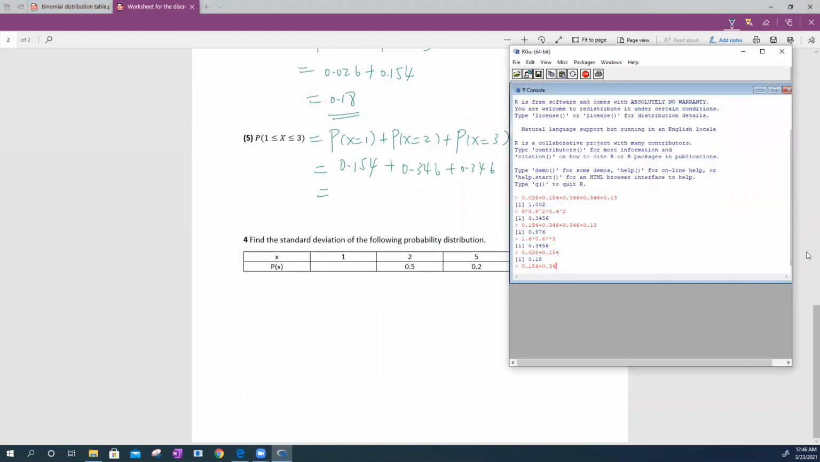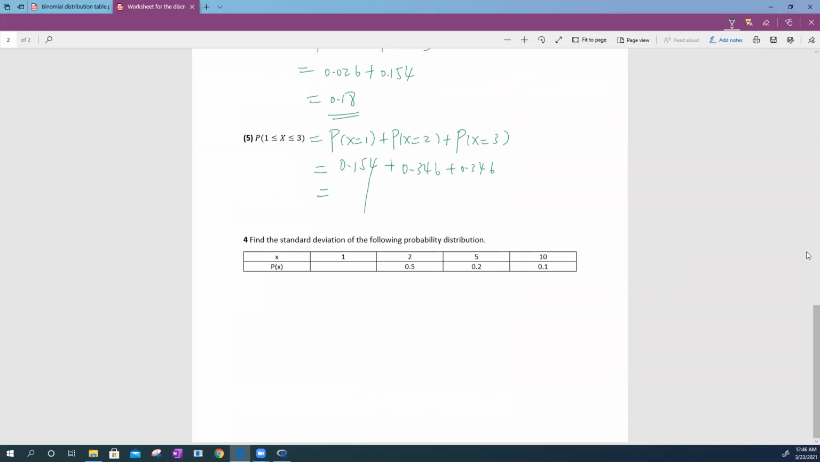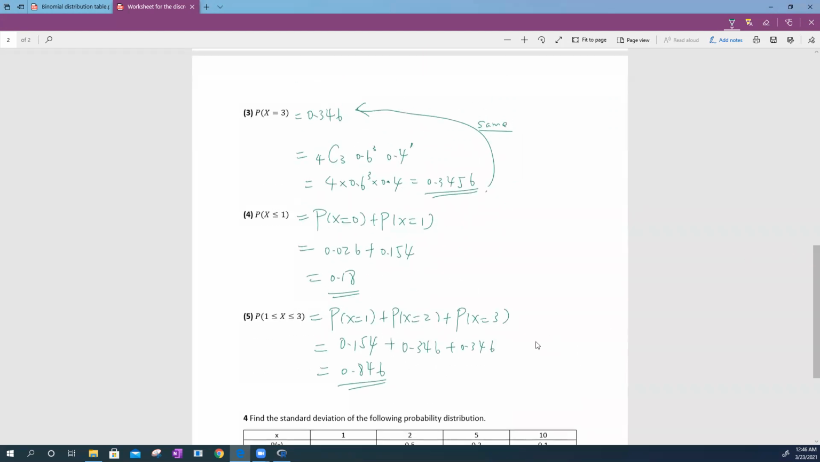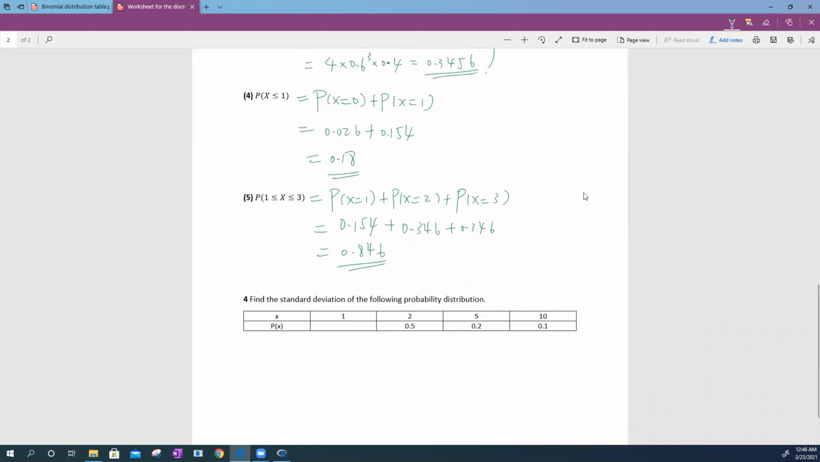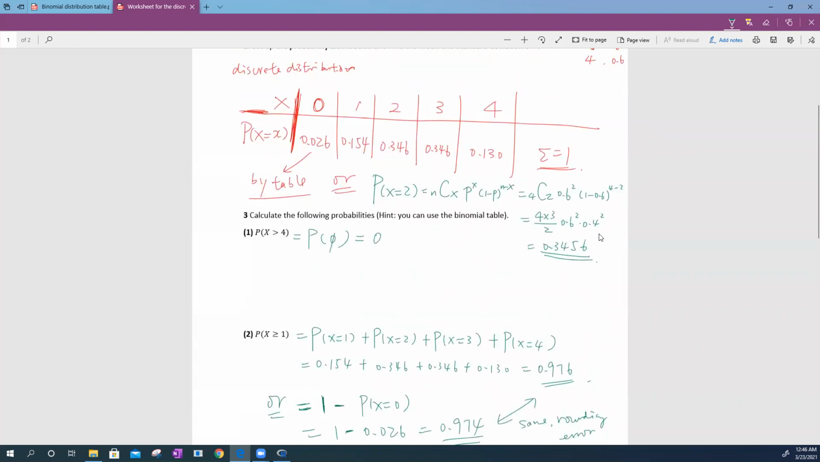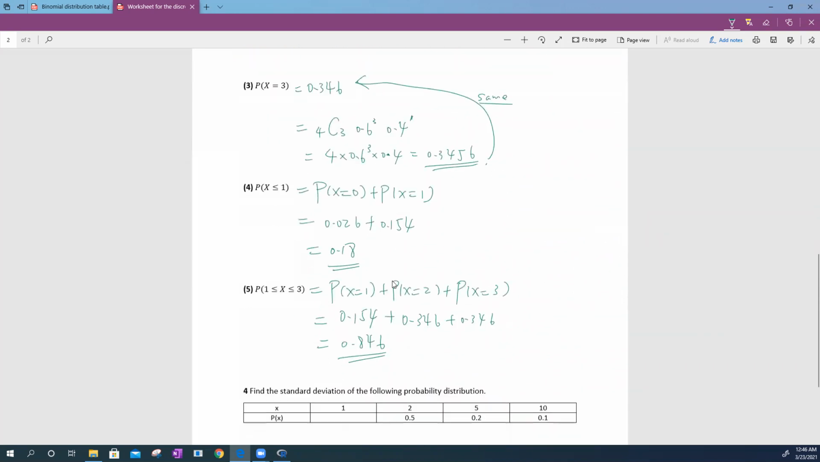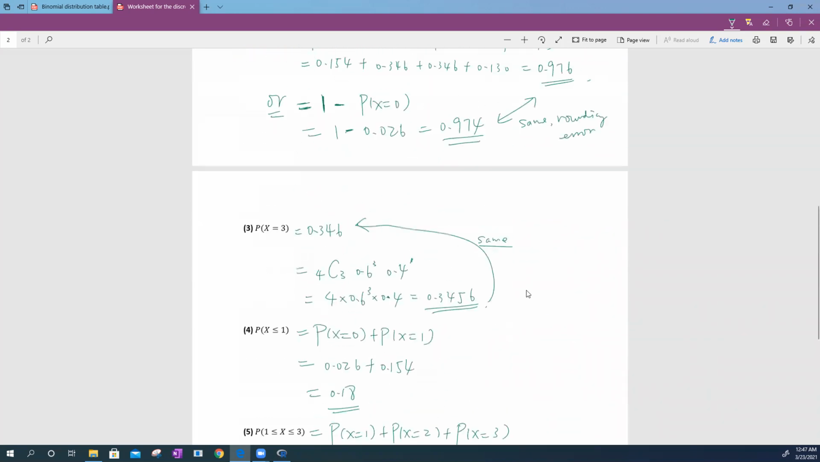0.4 plus 0.346 plus 0. Okay, we got 0.846. Okay, if you go by the exact value, which is 4 decimal places, you have a little bit different value than this one. That's just due to the rounding error, so no problem. Okay, that's question 3.